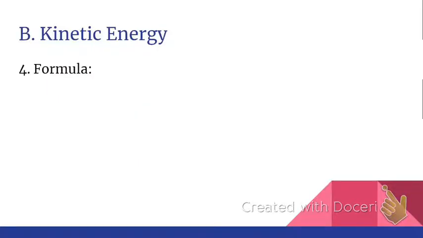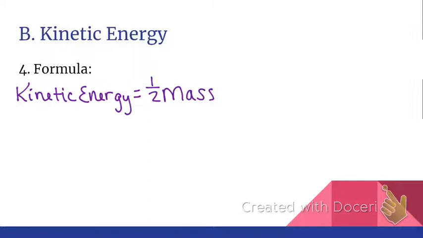So we have a new formula that we're going to work with today, and that is kinetic energy. Let me change my font color. So kinetic energy is equal to 1/2 mass times your velocity squared.